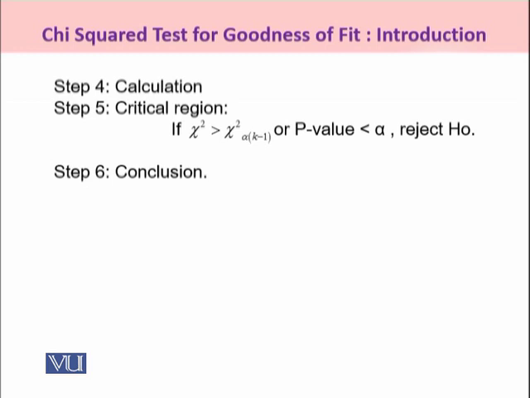If it is true, then you reject H0, and you make your conclusion. So you accept or reject H naught on the basis of the calculated chi-square and that of the tabulated chi-square. So using one of these criteria, you can confirm your hypothesis H naught or H1.